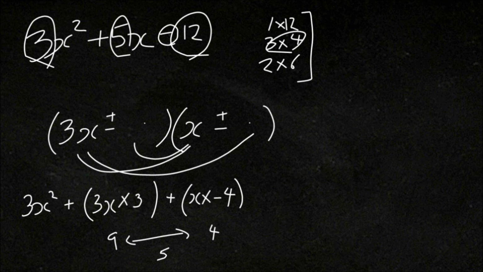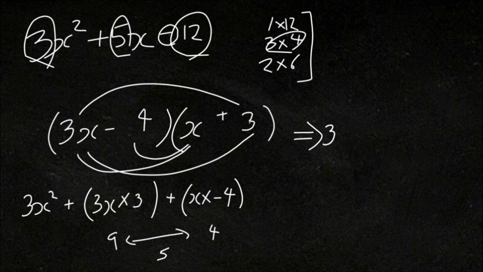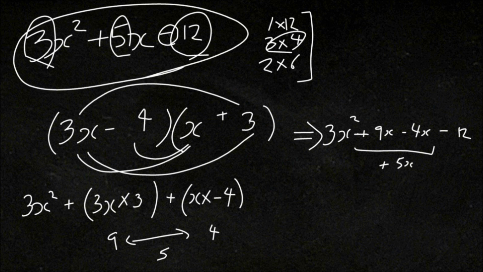So if we put that back up here, so we've got the 3 times by 3 over here, and we have the negative 4 over here. And we'll see if this actually works. This will give us 3x squared. 3x times by 3 is 9x. Minus 4 times by x is minus 4x. And minus 4 times by 3 is minus 12. This is plus 5x. And so we've ended up with our original equation.